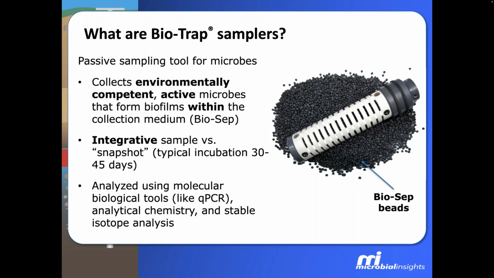Now, once the biotraps have been retrieved, they can be analyzed, as you're going to see in some of the examples here, by a variety of molecular biological tools, analytical chemistry tools, and also, as you'll see too, we can also use stable isotope analysis to provide information for us.